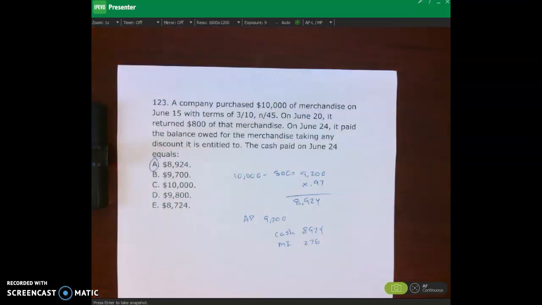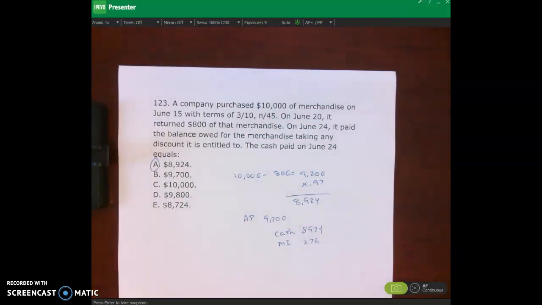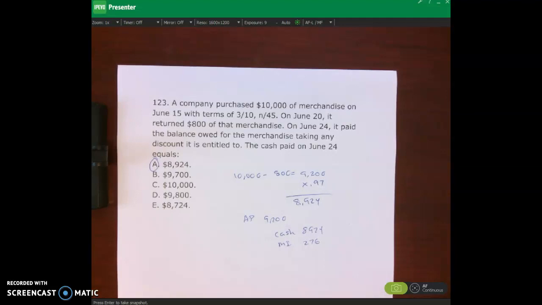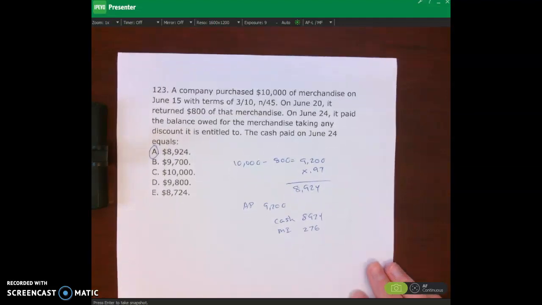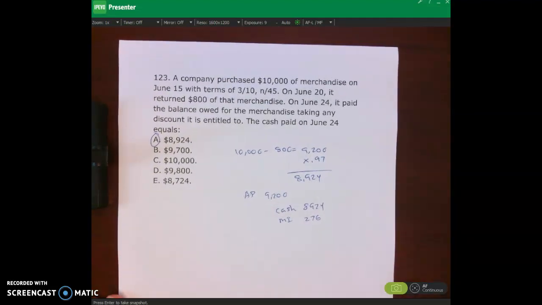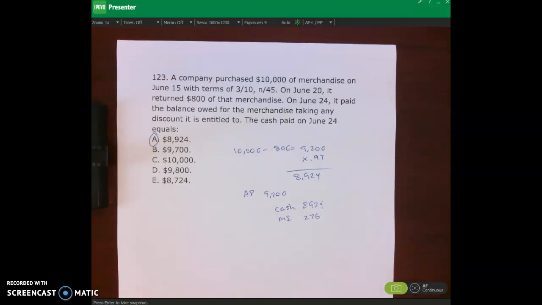So a company purchased $10,000 worth of merchandise on June 15th with terms 3/10, n/45. On June 20th, it returned $800 of that merchandise. On June 24th, it paid the balance owed. How much cash did they pay? And I went ahead and did the whole journal entry for you here.